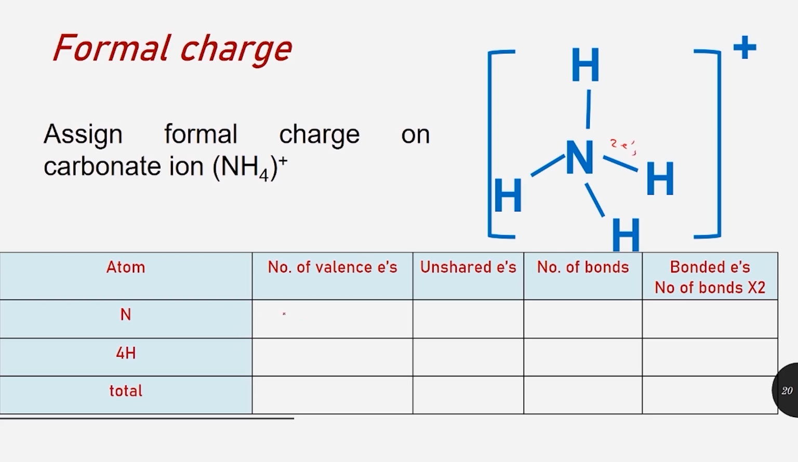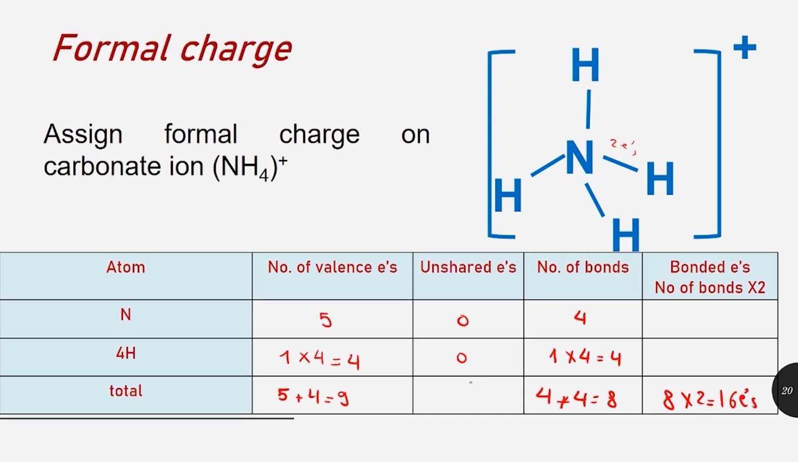Let's calculate the valence electrons for ammonium ion. 5 valence electrons for nitrogen. Hydrogen has 1 valence electron multiplied by 4 because we have 4 atoms, equal to 4. So the total number of valence electrons is equal to 9. There are 0 unshared electrons, no lone pairs. For the number of bonds, nitrogen has 4 bonds and each hydrogen is singly bonded. So 4 plus 4 equal to 8 bonds multiplied by 2 equal to 16 electrons.